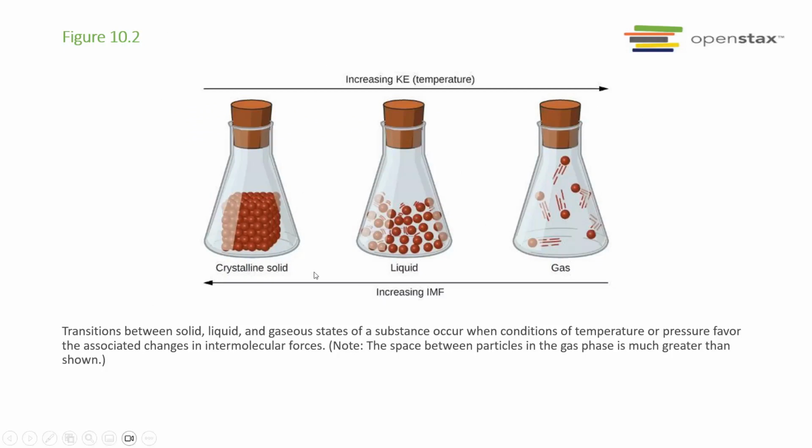So you can see a crystalline solid has a very high IMF. Intermolecular forces are strong. Those molecules are going to stay close together. As you increase the kinetic energy, in other words, you increase temperature, which is going to increase the energy applied to the system, that solid that has that strong intermolecular force is going to start to melt to a liquid. And when it melts to a liquid, the intermolecular forces decrease. So with increasing temperature, we have decreasing intermolecular forces.